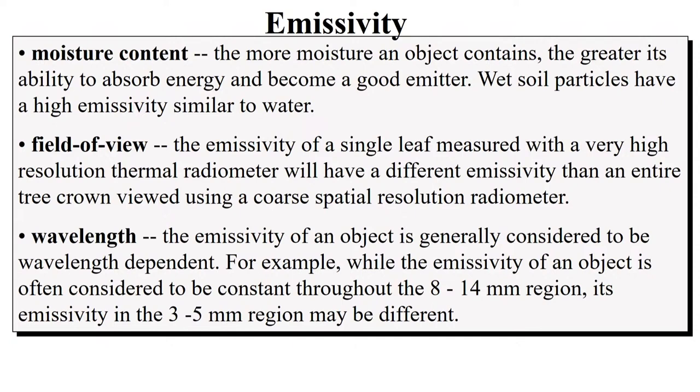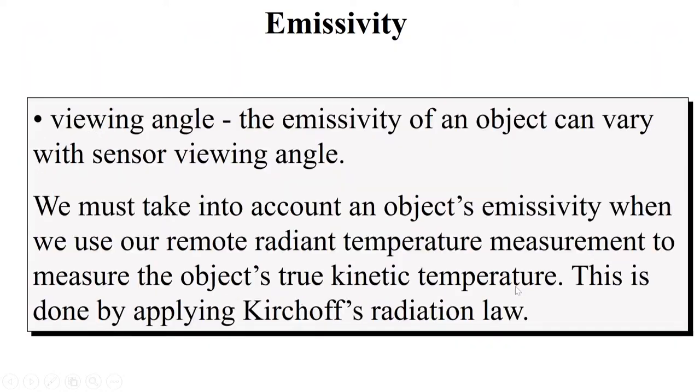Now, wavelength is also going to play an important role. The emissivity of an object is generally considered to be wavelength dependent. For example, while the emissivity of an object is often considered to be constant throughout the 8 to 14 micrometer region, its emissivity in the 3 to 5 micrometer region may be different. Emissivity is also going to depend on the viewing angle of the camera.